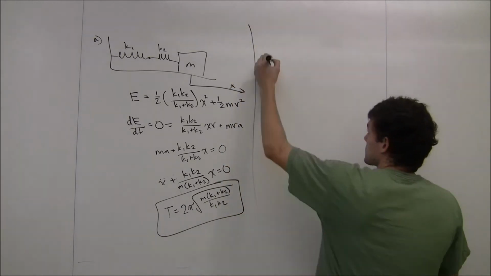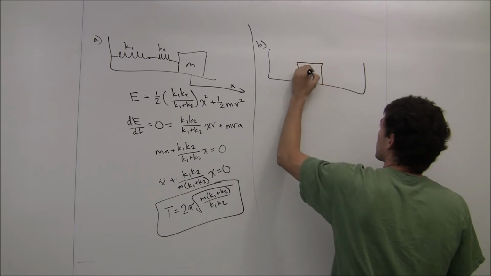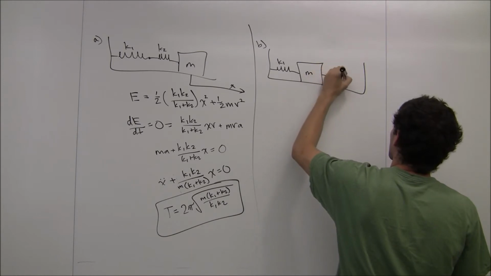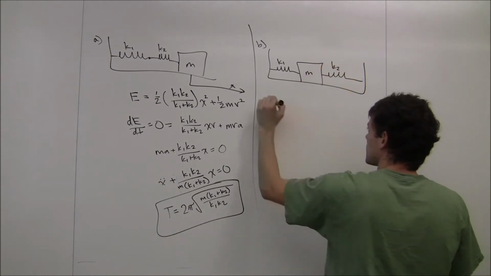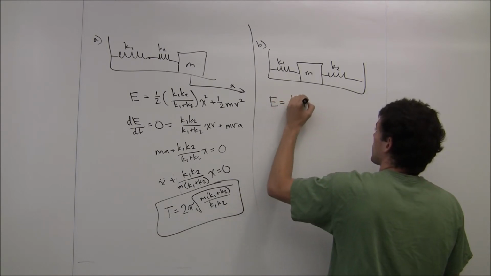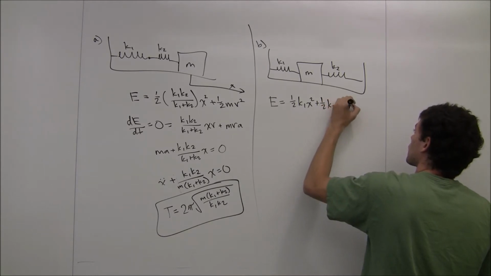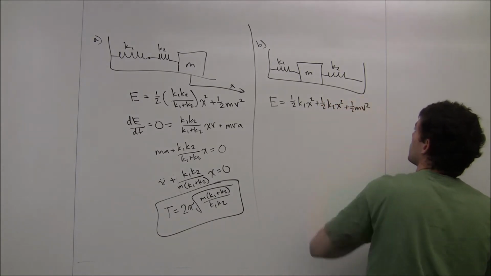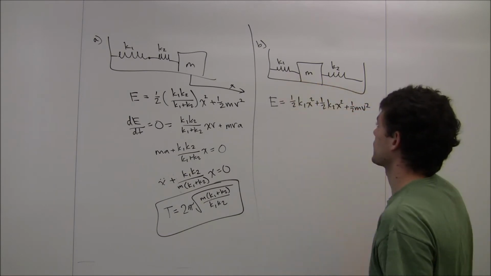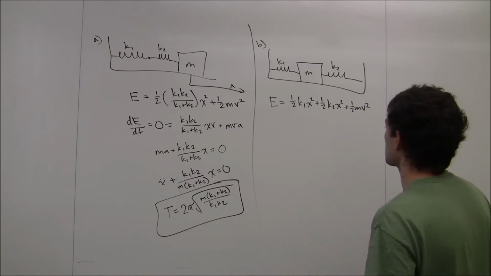We can now do exactly the same calculation for part B. Again, we have a mass m connected to a spring K1 on one side and a spring K2 on the other. In this case, the energy is going to be 1/2 K1 x squared plus 1/2 K2 x squared plus 1/2 m v squared, because when the block is displaced a distance x, both of the springs are also displaced a distance x, or are compressed and stretched a distance x.